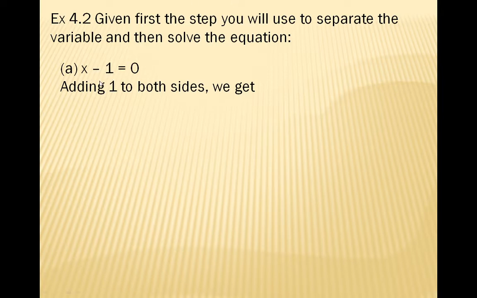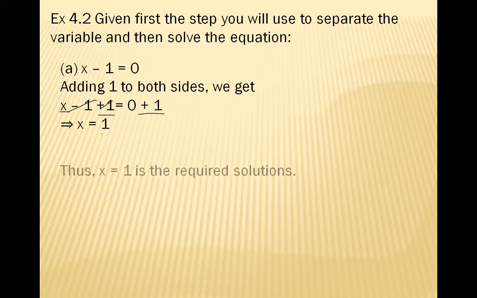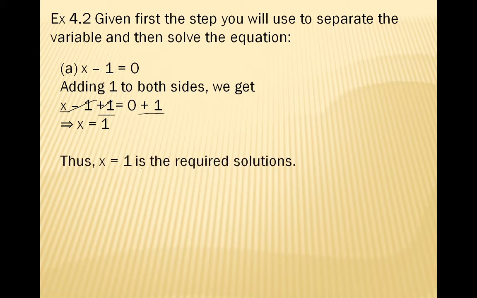So that means we have to add 1 to both sides and we get x minus 1 plus 1 is equal to 0 plus 1. So dear students, here we have added 1 to both sides. So this negative 1 and this positive 1 cancel with each other and remain only x. So 0 plus 1 is equal to 1. Thus x is equal to 1 is the required solution.